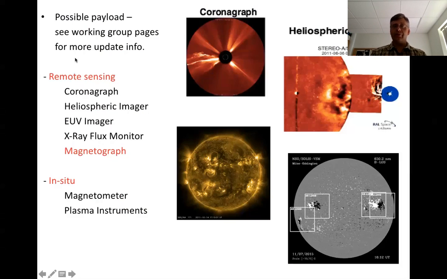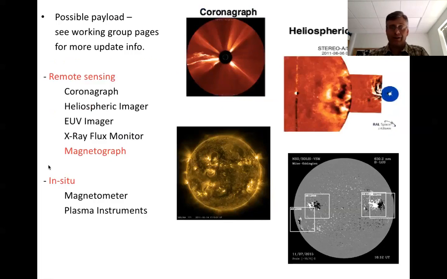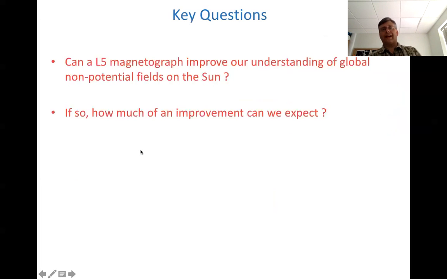Now, of course, that is the remote sensing instruments. Of course, there'd be a number of in situ measurements as well, things such as a magnetometer or plasma instruments. So the key questions I'm going to ask today is, if we have an L5 magnetograph, can it improve our understanding of the global non-potential fields on the sun? And if it does improve our understanding, how much of an improvement can we expect? Is it just a 10% improvement, or do we get a 40 or 50% improvement in our understanding?